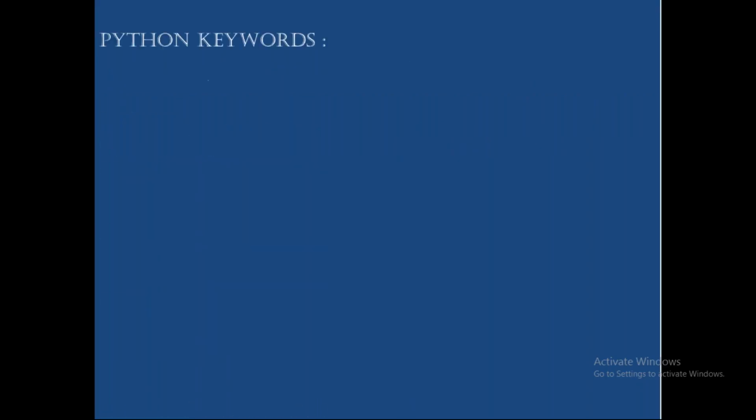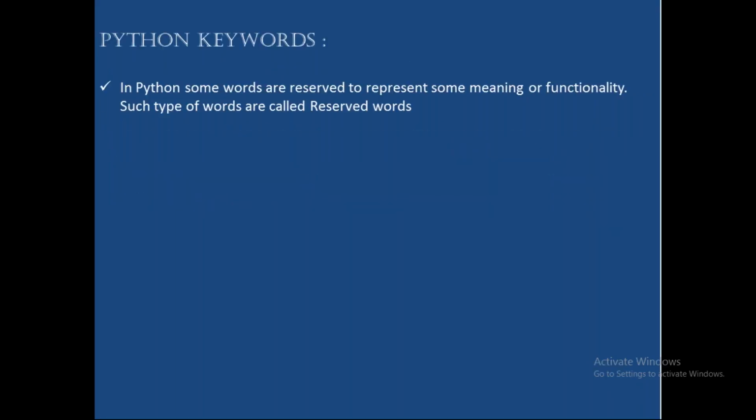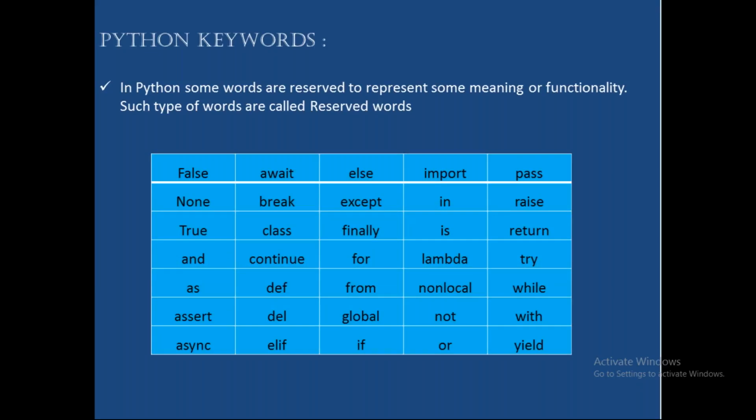Okay, try to understand. Next, Python keywords. In Python, some words are reserved to represent some meaning or functionality. Such words are called reserved words. These are the total reserved words which we have. How many? As I mentioned, 35, right? 7 into 5 is 35, but one more was added recently, so we have a total of 36. Here I mentioned 35 because when I was preparing this document we had only 35, but in recent versions I see one more keyword added.